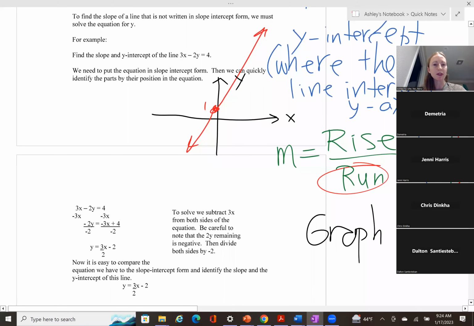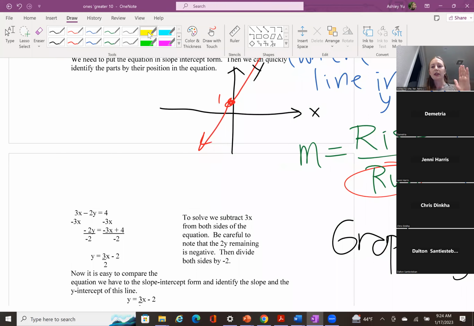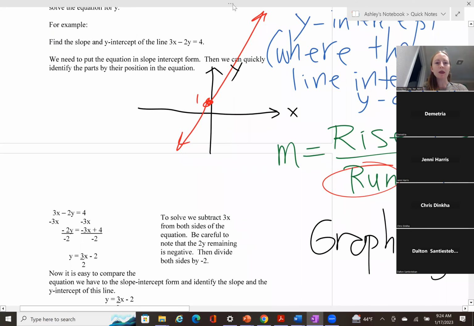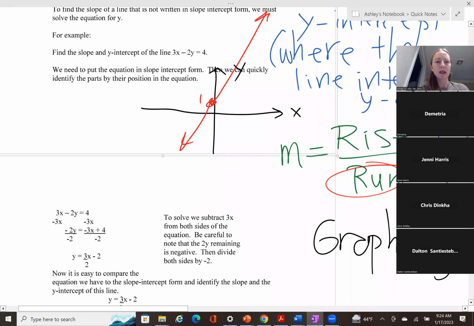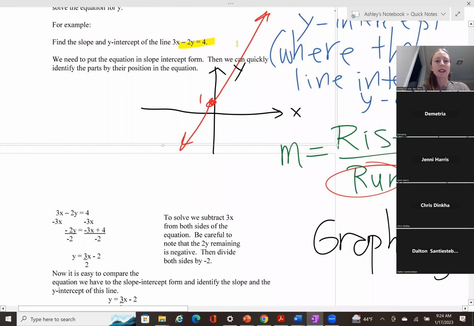Now, the next thing that they talk about here, I just made up the examples we just did. It was already in slope intercept form where y is by itself. It's y equals the slope times x plus or minus some number that's the y-intercept. But what if it's given to you in a different kind of form, like this one? So here, y is not by itself, but you still want to graph it.